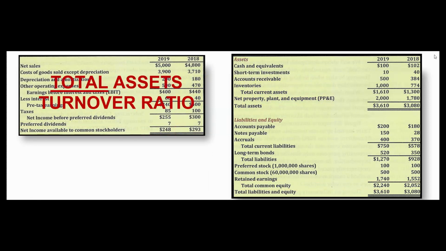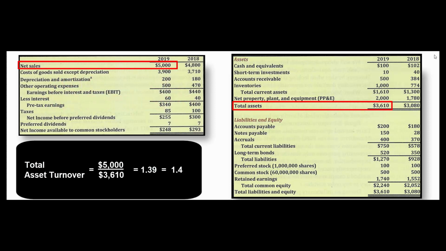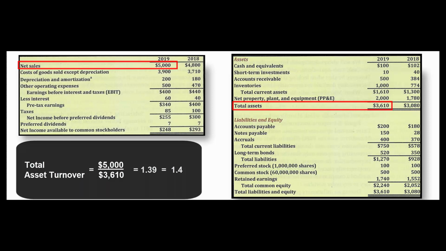Let's look at a few asset management ratios to see how we're using our assets. Are we using them effectively? The first one would be the total assets turnover ratio, sales over total assets. How are we using our assets to generate sales? In this case, that would be the 5,000 over the 3610, which is about 1.39, which rounds up to 1.4.